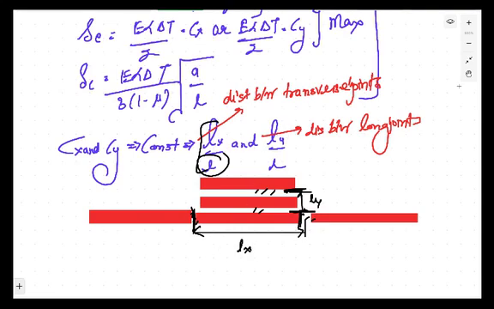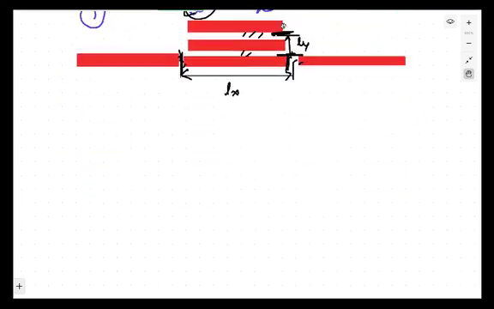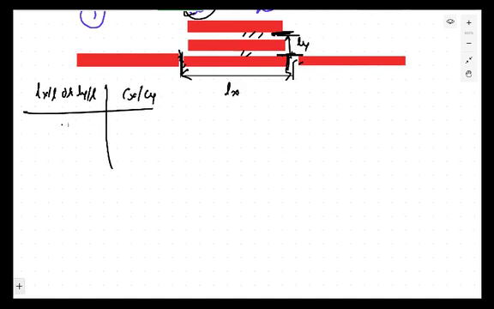Then after calculating the ratios, you will be provided with the table. That table has, on the left side, the Lx upon L, Ly upon L values, and the right side will have Cx or Cy. So what you have to do is check in what region it is present, then you have to interpolate.